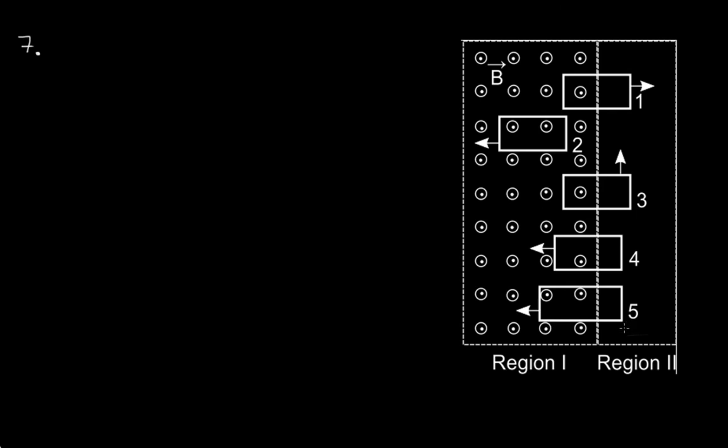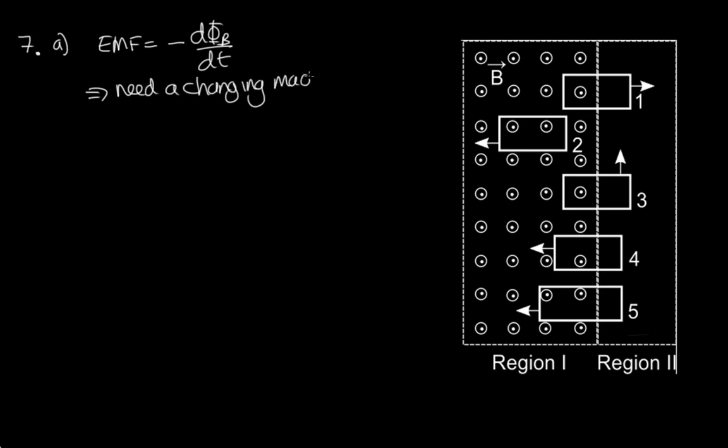And we're asked A, for any loop that has an induced current, indicate the direction of the current. Okay, so in order to get an induced current, we need to have an EMF, and the EMF is given by Faraday's law. It's equal to minus d phi B dt, which means we need a changing magnetic flux.